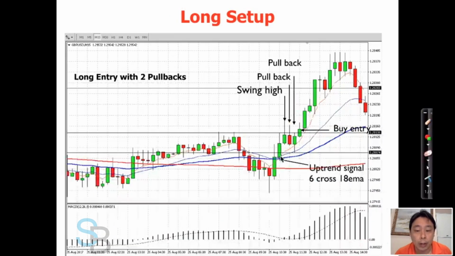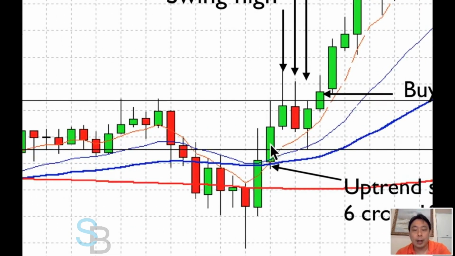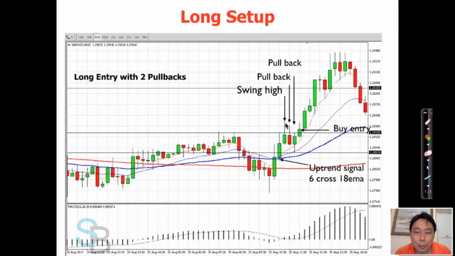So in this case, where's the swing high? Is this the swing high or is this the swing high? Well, the answer is this is a swing high. Why is this a swing high? Because it makes a higher high than this high. So it has to be the swing high, right? Obviously, right? So that's a swing high.